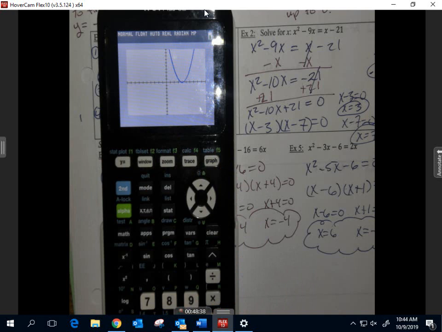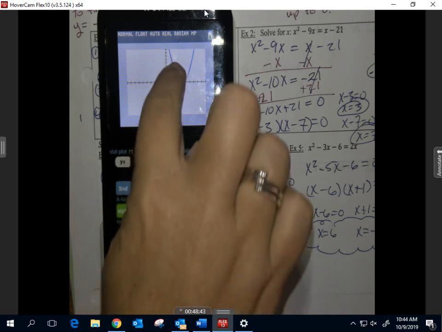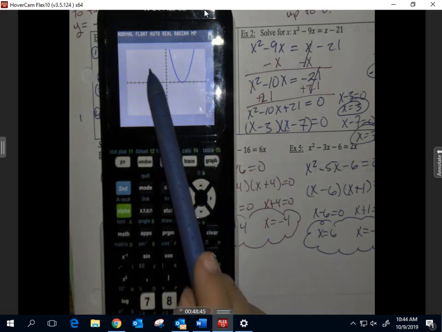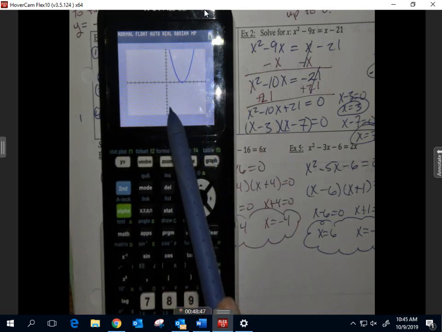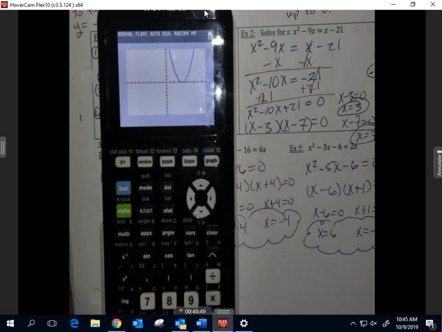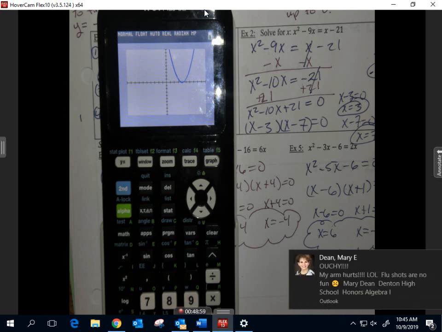Got it? Do you think there'll ever be a point where there's no solutions? Yes. If my parabola is up here, or if it's down here opening down, it can also have no solution. But right now, there's one problem on your homework that has one solution. All the rest have 2, okay?